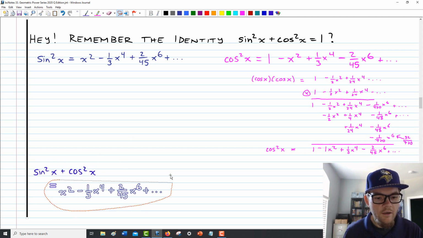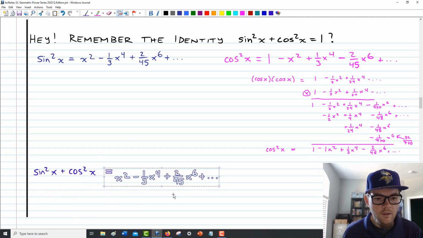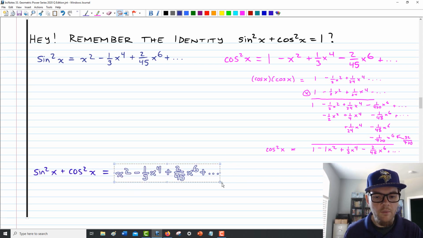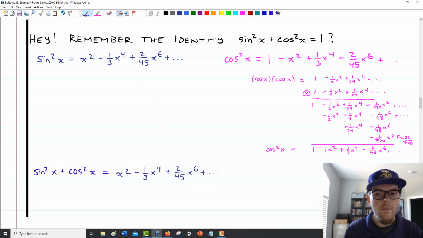We've got sine squared. Okay, so there's what we got. There's sine squared being put in. Next, we want to talk about cosine squared. And we can steal cosine squared from right up here.